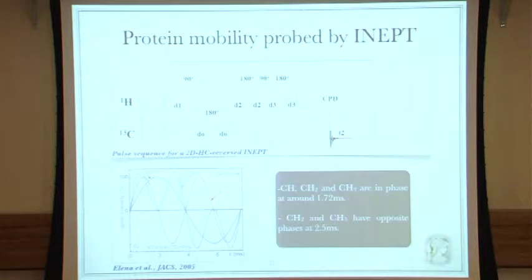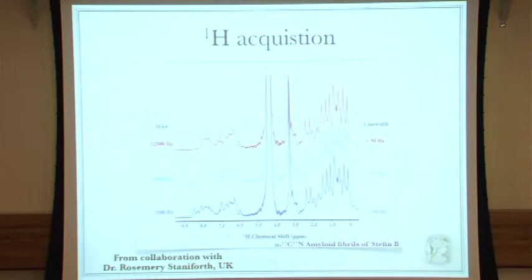It's a bit different. If you take a look in the literature, we have this 180 pulse here. This is only to decrease the scalar coupling. We can use a composite pulse too. So this sample is one amyloid fibril. This was impressive because in general, you cannot use proton acquisition for that.